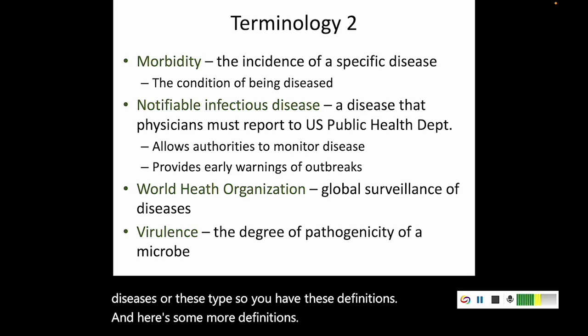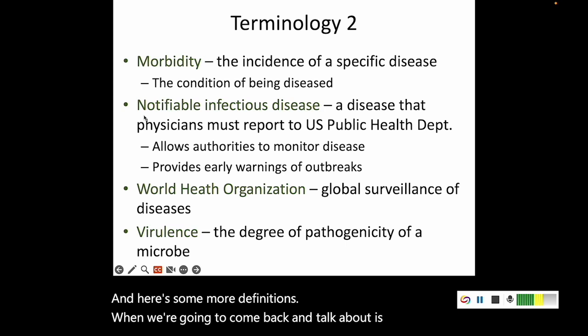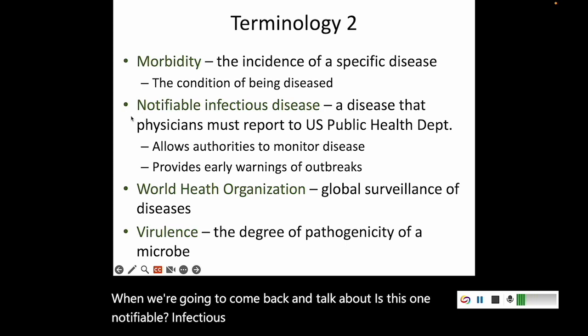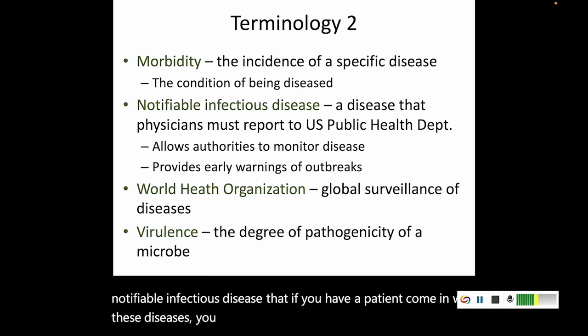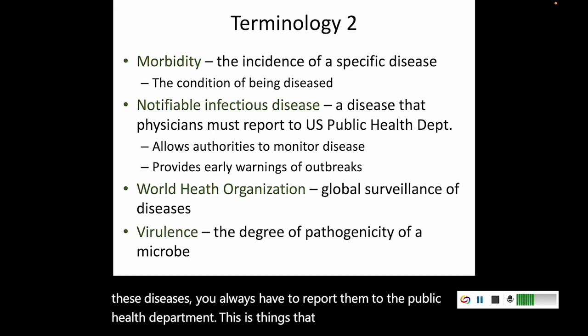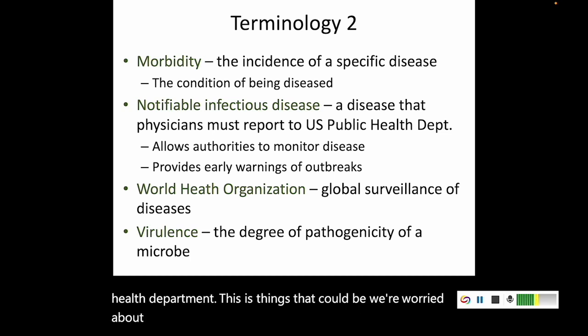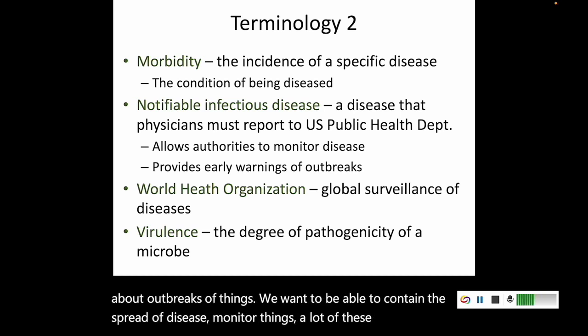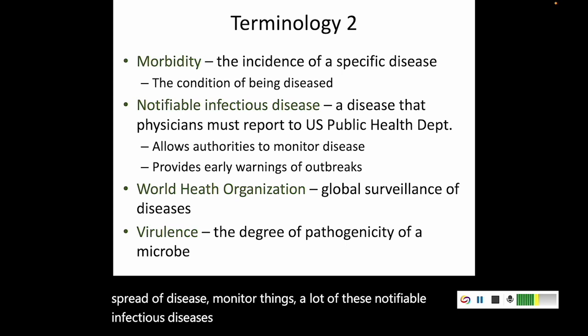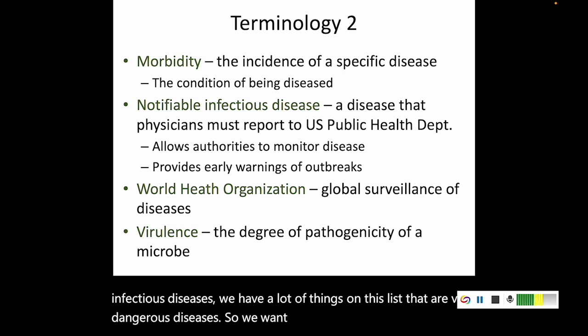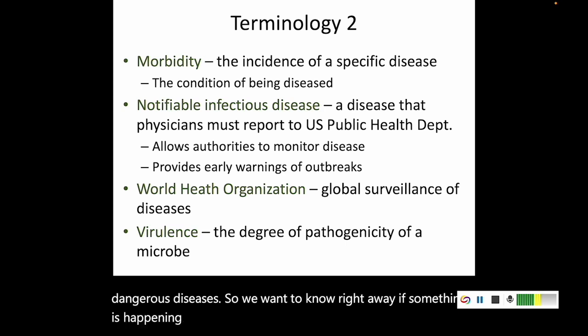One we're going to come back and talk about is this one, notifiable infectious disease. If you have a patient come in with these diseases, you always have to report them to the public health department. This is things that we're worried about outbreaks of. We want to be able to contain the spread of disease, monitor things. A lot of these notifiable infectious diseases are very dangerous diseases. So we want to know right away if something is happening before it gets out of control.